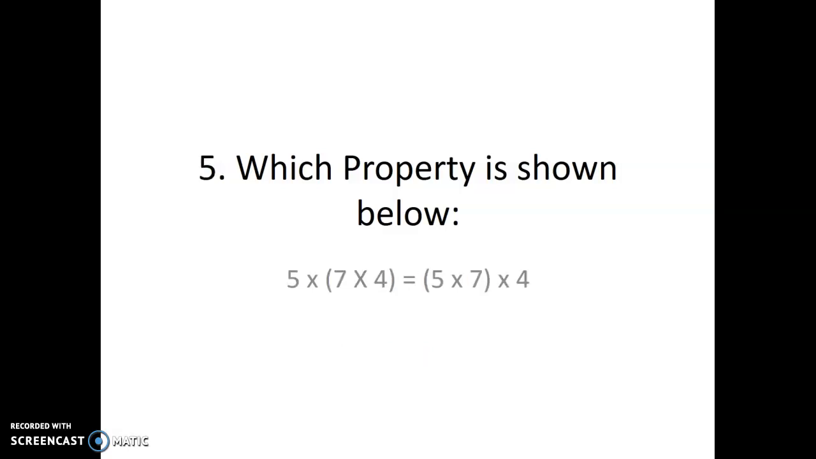Which property is shown below? The associative property. Notice the order of these numbers, 574, 574, did not change, only the grouping. Which property is shown below? The inverse property. This would be the multiplicative inverse because we are multiplying. Which property is shown below? Once again, this is the additive inverse property or the inverse property.